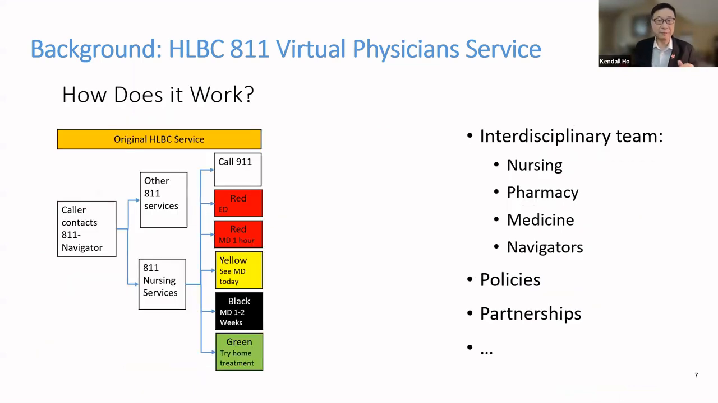All right, I'll show you a little bit of what we do in terms of the actual pathway of the patient. As I said, the person calls 811, and then depending on whether they're asking for services, if it goes to nursing service, the nurse will talk to them, and we would divide them into roughly 6 categories. Call 911. Red ED means the nurse feels that you've got to go to emergency now. Red MD means you've got to see a family doctor or general practitioner within the next few hours. If you can't, you probably need to go to emergency. Yellow means you need to see a physician sometime today. Black is you need to see a physician within 1 or 2 weeks. And green is you probably can be treated at home.